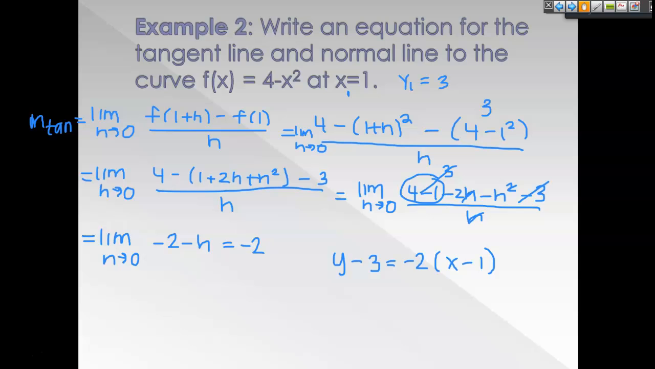And then the normal line, so the slope of the normal would be its opposite reciprocal. So the equation of the normal line is everything the same except for the slope. Anytime you get asked for the equation of a tangent or a normal line, you plug your point and your slope into point-slope.